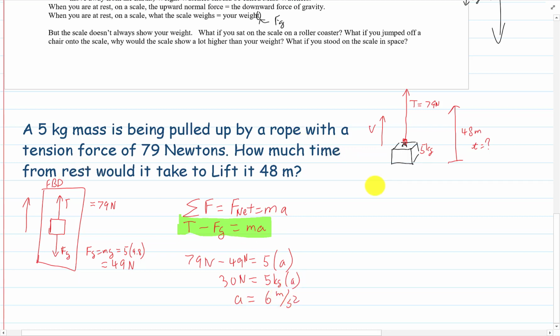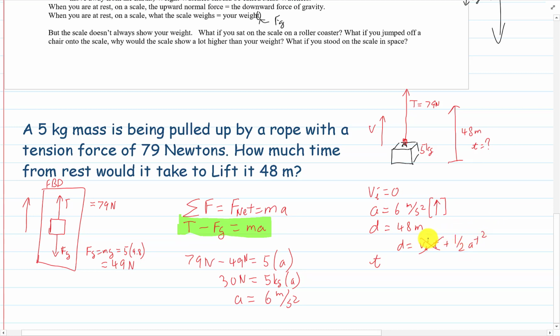And how much time from rest? So the initial speed is 0. The acceleration we just calculated is 6 meters per second squared, and that's up because it's always in the direction of the winning. And the distance that we have to go is 48 meters. How much time does it take to lift? Time. So we're going to use d equals v_i t plus 1/2 a t squared.